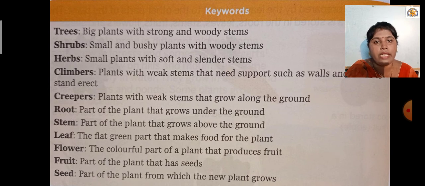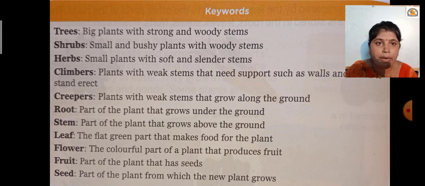We have discussed the different types of plants: trees, shrubs, herbs, climbers and creepers. Now below they have given us the different parts of the plant, like root, stem, leaf, flower, fruit and seed. Now what are their definitions? They have given us in detail. Root means the part of the plant that grows under the ground.